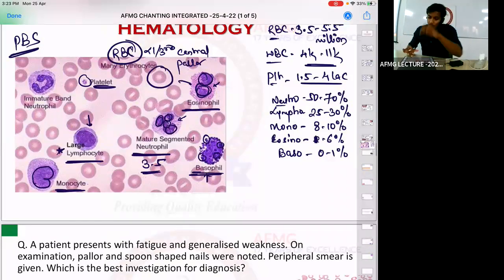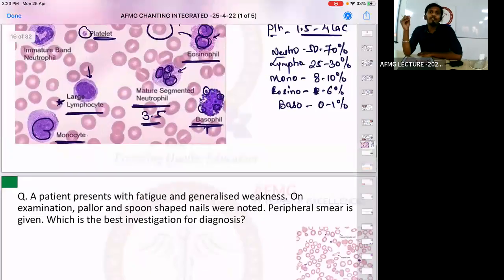No issues with this? More than 5 lobe nucleus of neutrophils is a feature of which type of anemia? More than 5 lobe nucleus of neutrophil, hypersegmented neutrophil, megaloblastic anemia. Hypersegmented neutrophil is a feature of megaloblastic anemia.